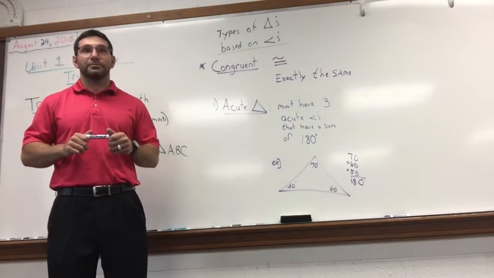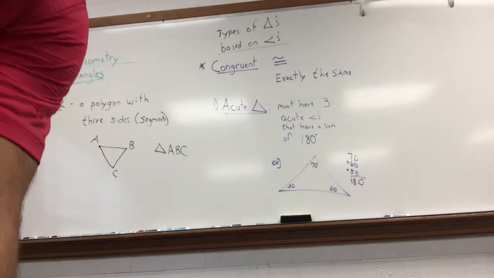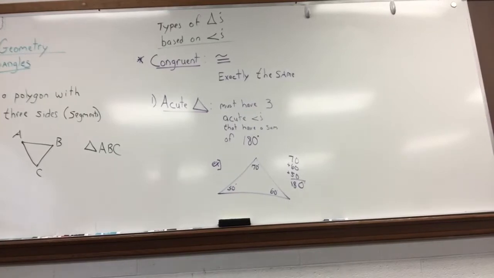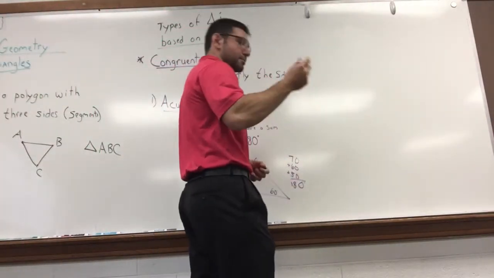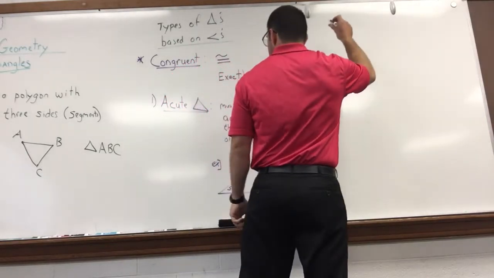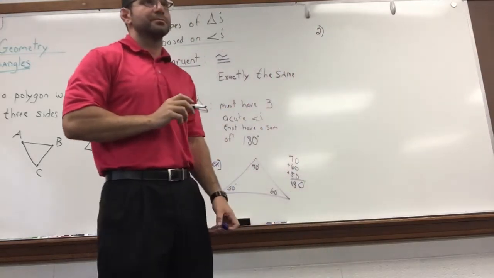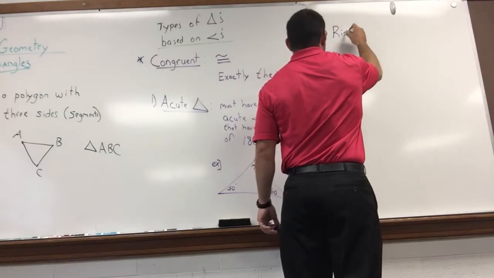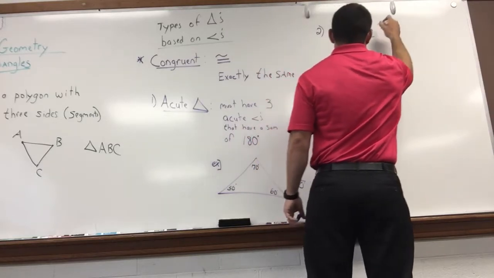Still with me there? Okay, moving on. Let's try an example. Actually, I'd like to do the 4 types of triangles first, and then we'll do some examples. We'll stop there. So number 2, we're going to have a right triangle.